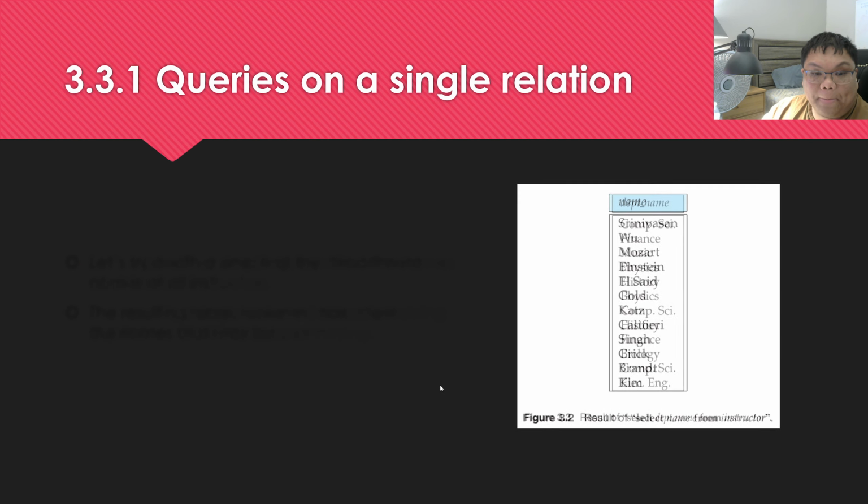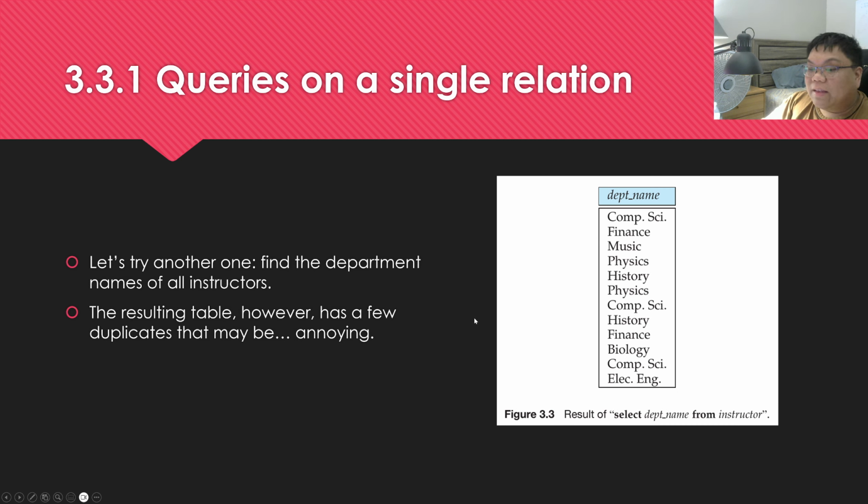Here's another one. Find the department names of all instructors. So this is select department name from instructor. If you recall from the instructor table that we've seen a few times already, it had 4 attributes: ID, name, department name, salary. So what we're doing is basically selecting one of the columns from our table and displaying it as its own standalone table. Because the result of a query is another table.